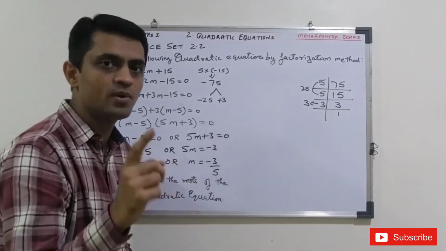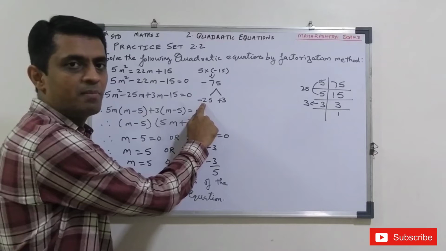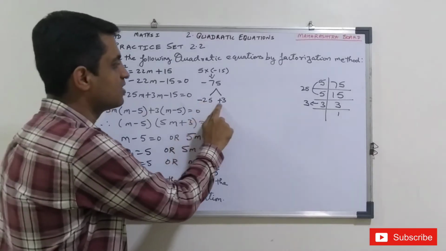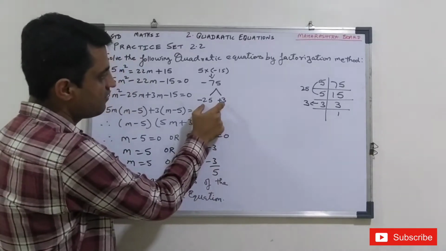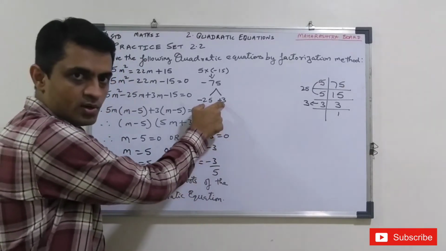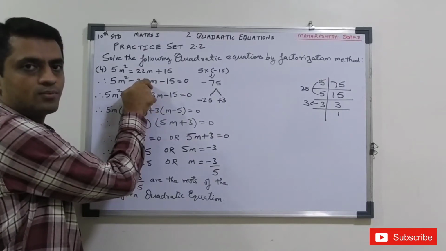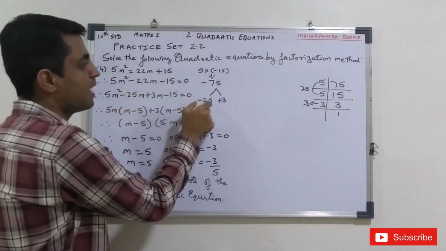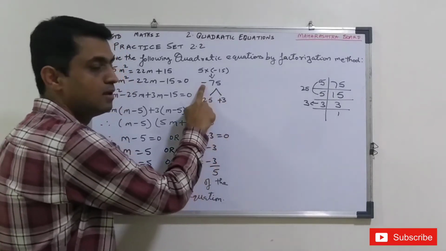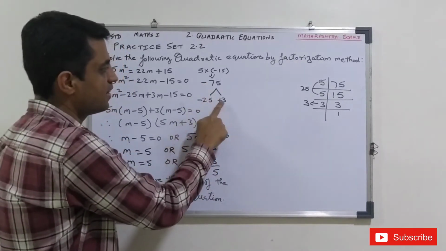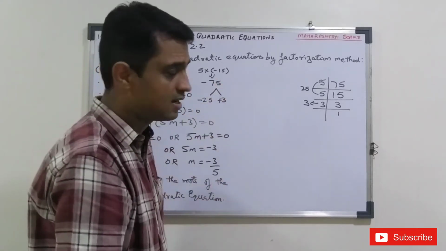For that reason, the sign of the greater number will be minus and the sign of the smaller number will be plus. So now minus 25 plus 3. Minus 25 plus 3 will give you what? Minus 22. Okay. And minus 25 multiplied by 3, minus into plus, is minus 75. So both the conditions are satisfied.